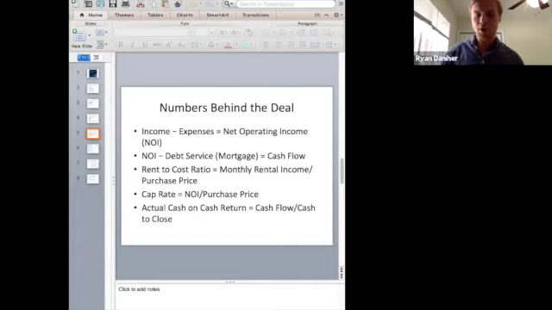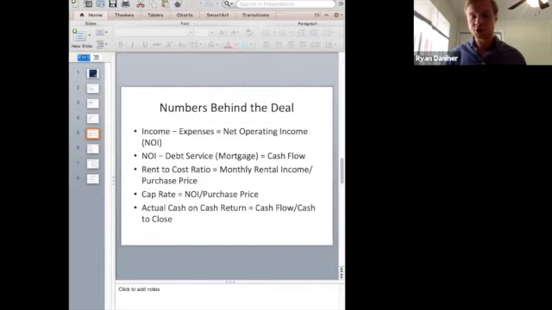So the cap rate equation is net operating income divided by the purchase price. So you do not include the mortgage payment in this calculation. The cap rate formula is the return on investment if only cash was used to purchase the property, no debt involved at all.